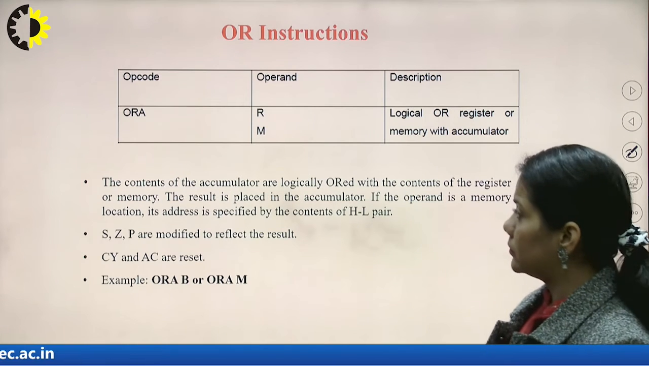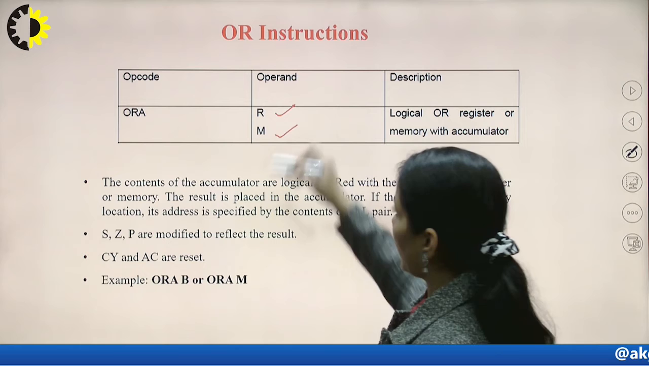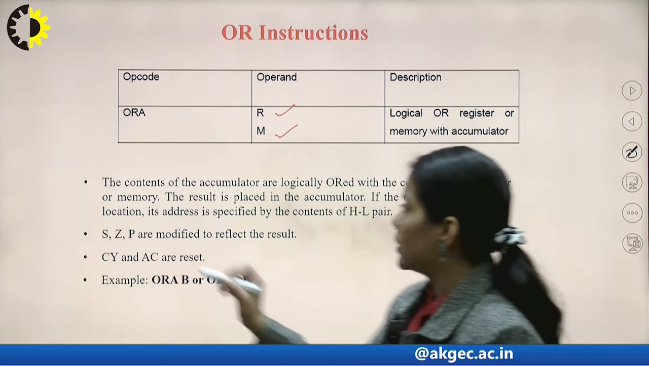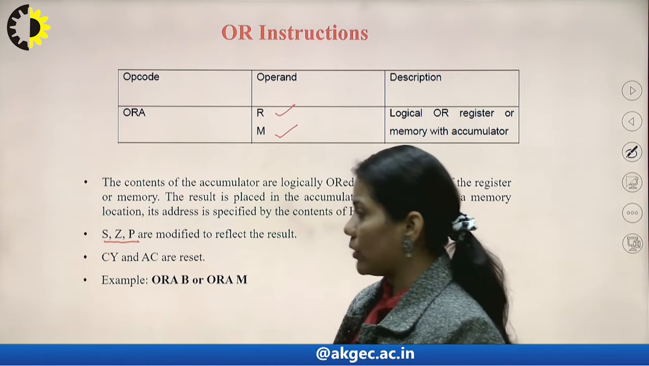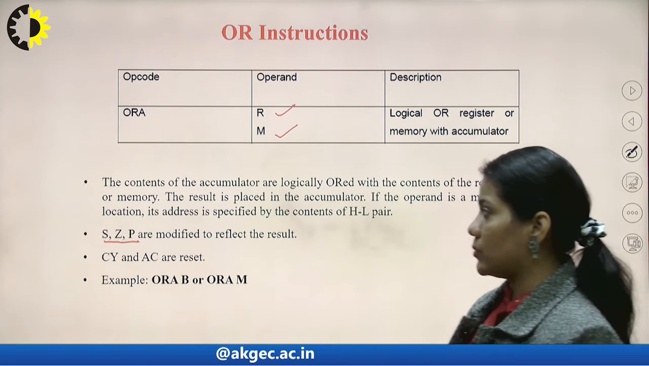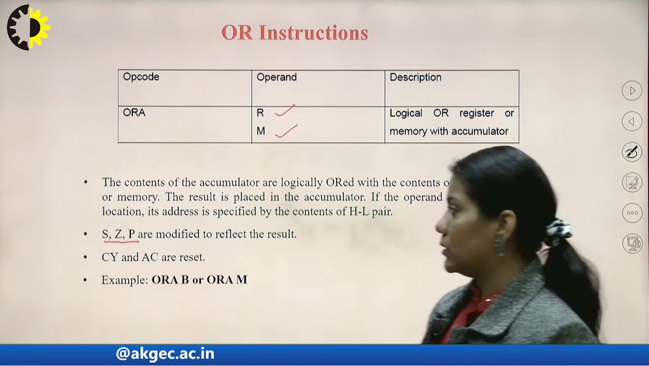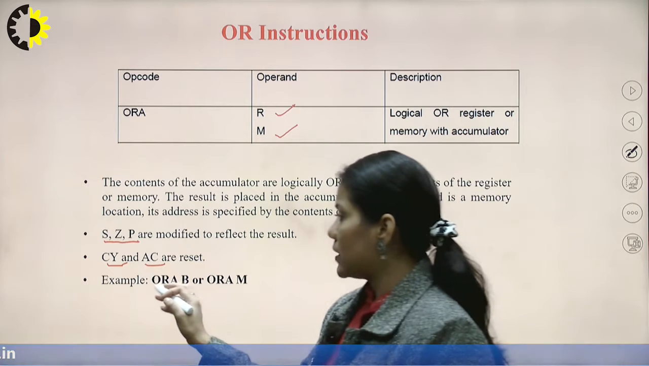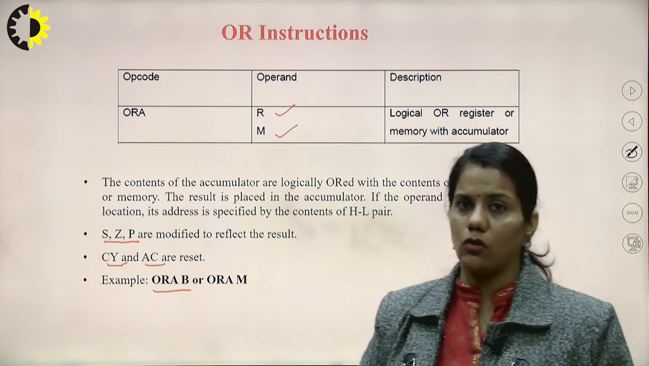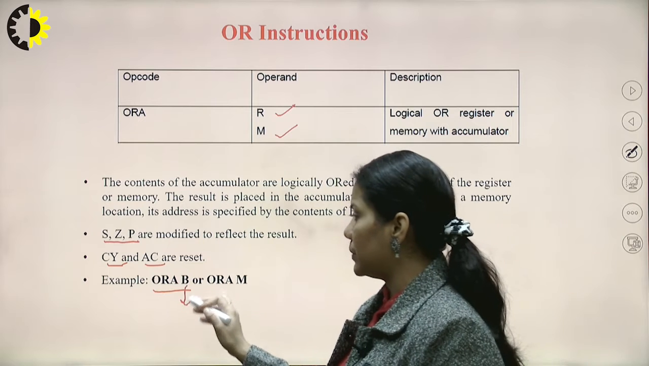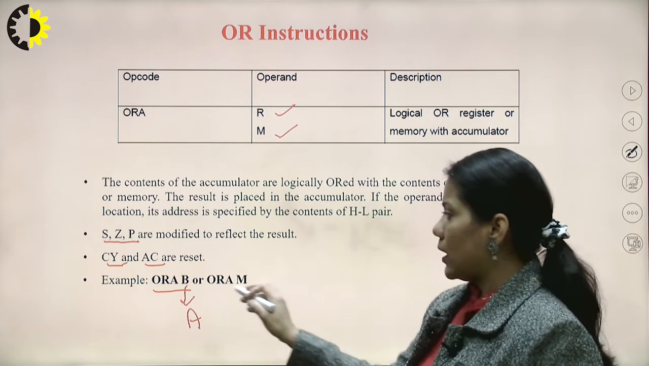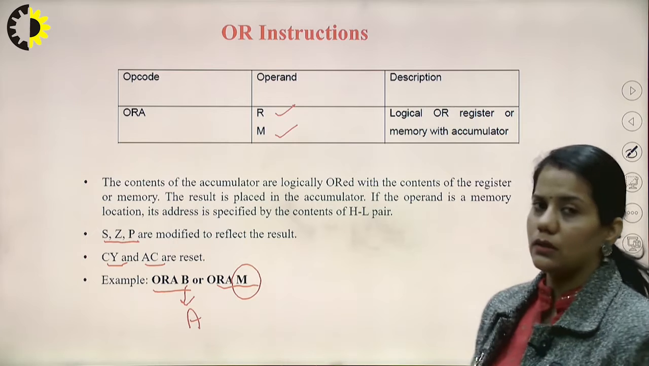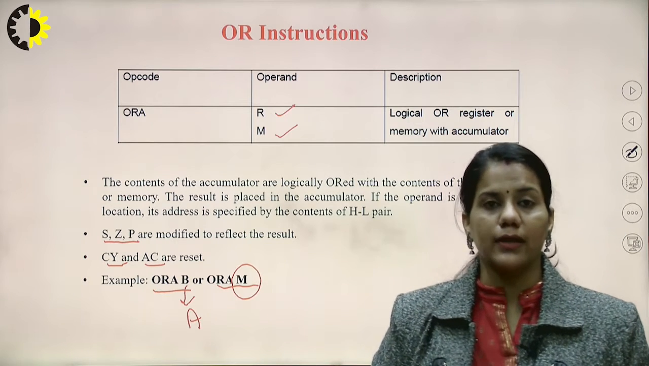Next is OR. The contents of a register or memory location are logically ORed with the contents of accumulator. Sign, zero and parity flags are modified according to the result, similar to the case of the ANDing operation. Carry and auxiliary carry both are reset. An example is ORA B, that is logically ORing the contents of register B with accumulator, and the instruction ORA M is logically ORing the memory contents with the contents of accumulator, and the result is stored in accumulator.